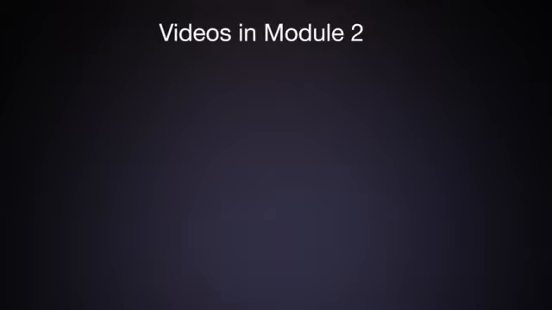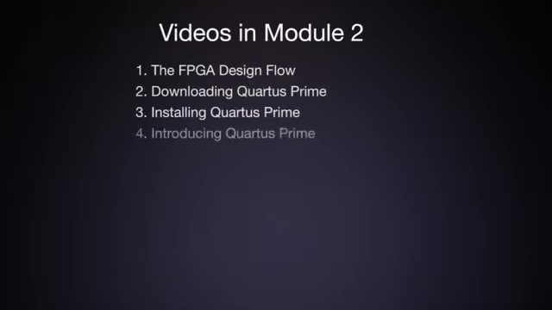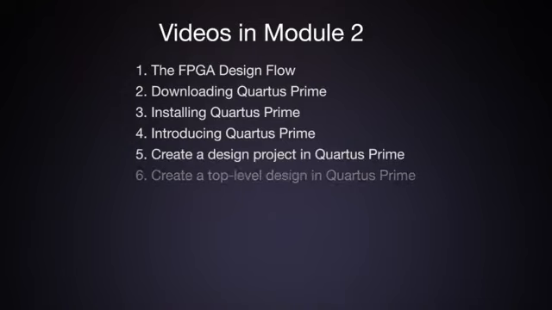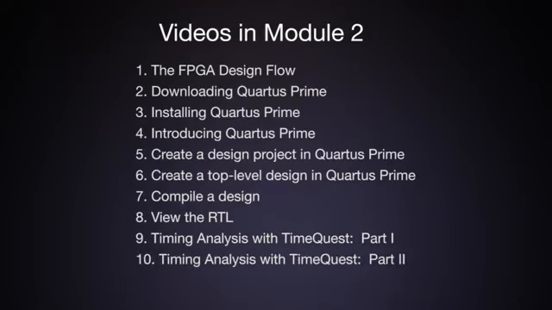In summary, we will learn about the FPGA design flow by doing an example design in detail using Quartus Prime. Videos in this module will cover the FPGA design flow, downloading Quartus Prime, installing Quartus Prime, introducing Quartus Prime, create a design project in Quartus Prime, create a top-level design in Quartus Prime, compile a design, view the RTL, timing analysis with TimeQuest Part 1, timing analysis with TimeQuest Part 2, and simulate an FPGA design with ModelSim.